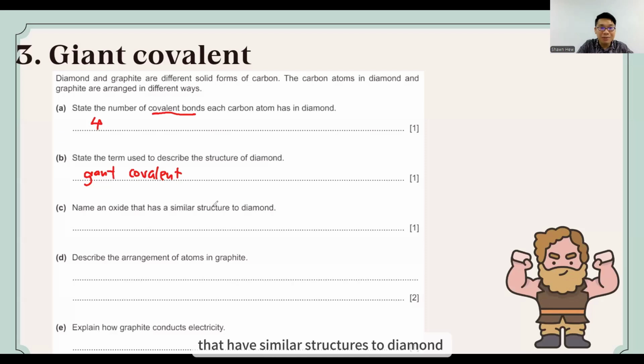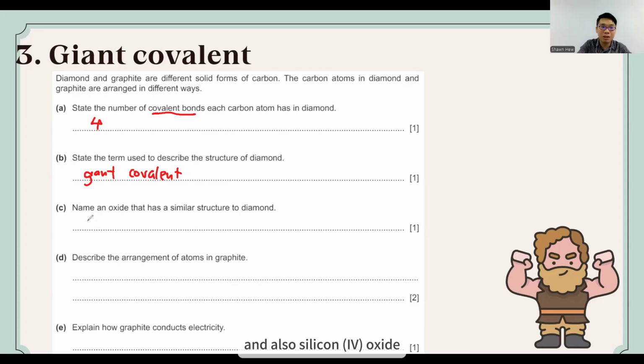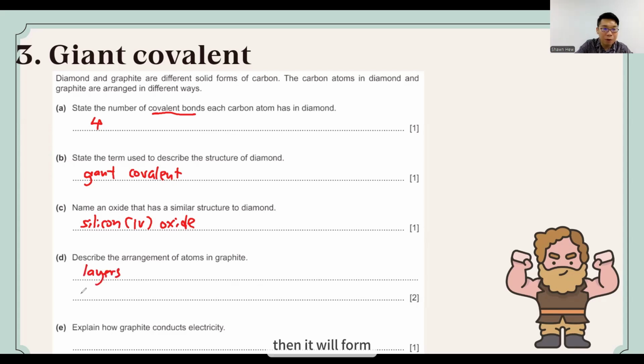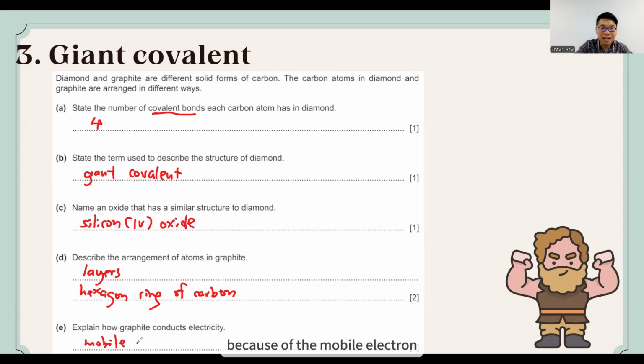Name an oxide that has a similar structure to diamond. We have 3 giant structures. 2 things that will form 3D shapes like diamond, and also silicon(IV) oxide. Next, describe the arrangement of atoms in graphite. The atoms are arranged in layers, and then they form hexagon rings of carbon. And then explain how graphite conducts electricity: because of the mobile electrons.